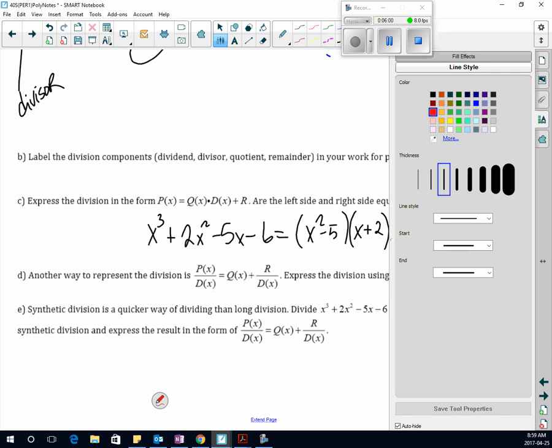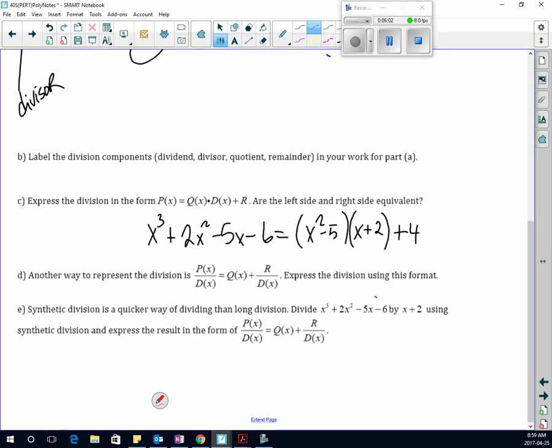So what's x squared times x? X cubed. Then outer I get plus 2x squared. Then inner I get minus 5x. Then last I get minus 10 plus 4, and that combines to be the left side. Does everybody see that that is true?